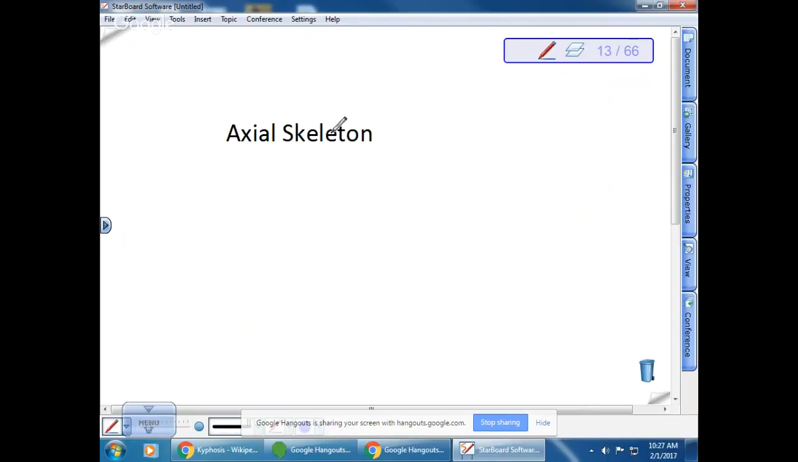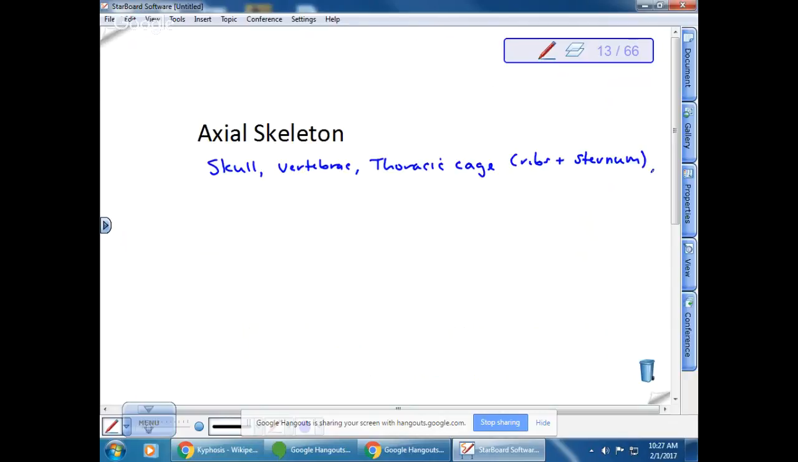Okay, so with the axial skeleton, this is the skull, the vertebrae, the thoracic cage, and remember the thoracic cage consists of ribs and the sternum, which has multiple parts you learned in lab last week. Right? And it also consists of the sacrum. And then we have the tailbone, which is the coccyx, right? So this would be the tailbone.